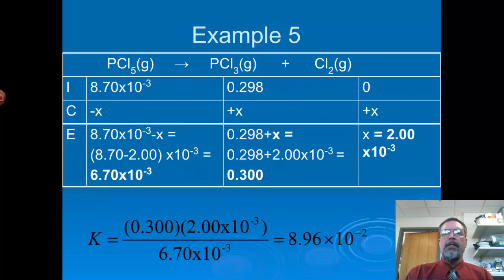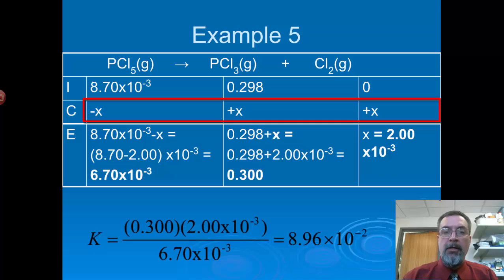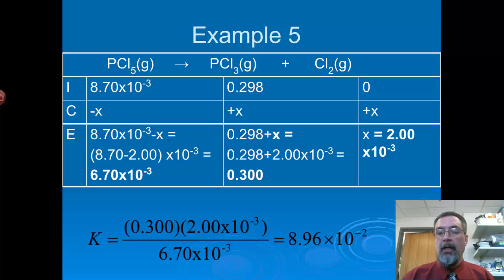All right, so here's my ice table. Initial concentrations of the PCl5 and PCl3 are given. We know that they're going to change, right? PCl5 is going to go down by some value x. PCl3, it's 1 to 1, so that's going to go up by some value x, and Cl2 was 0, and it's going to go up by some value x. But we know the final answer for Cl2, the equilibrium concentration of Cl2, is given. 2.00 times 10 to the minus third is what its concentration was at equilibrium. Well, that's what x is.